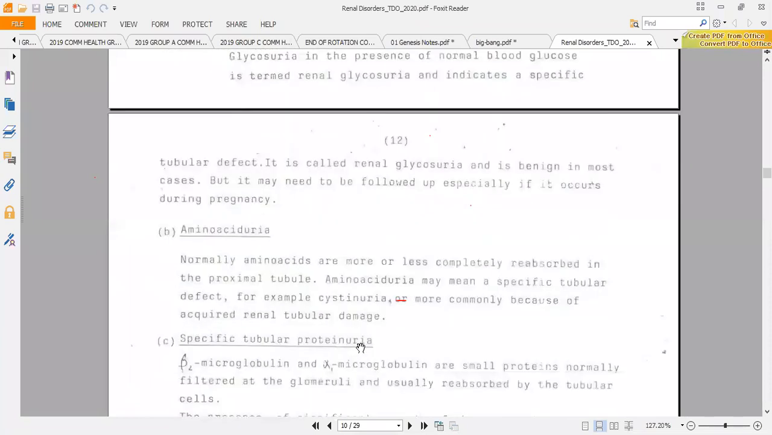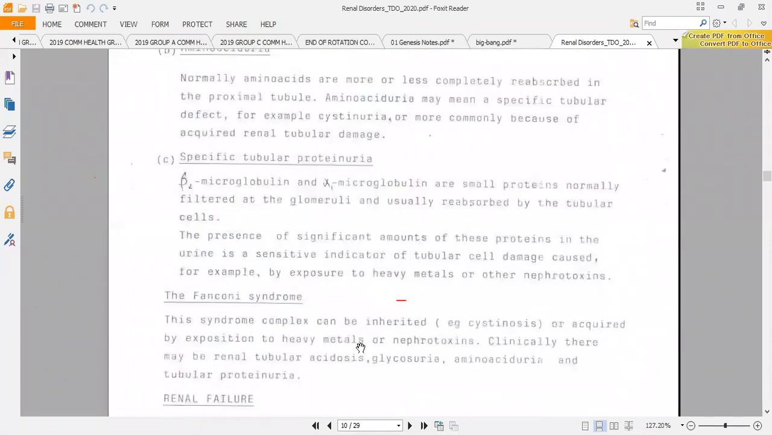okay? Good. And there is also another condition called specific tubular proteinuria, where you have this compound, beta-2 microglobulin, okay, and some other specific proteins like the Bence-Jones proteins in multiple myeloma. Okay, so those will indicate certain conditions.